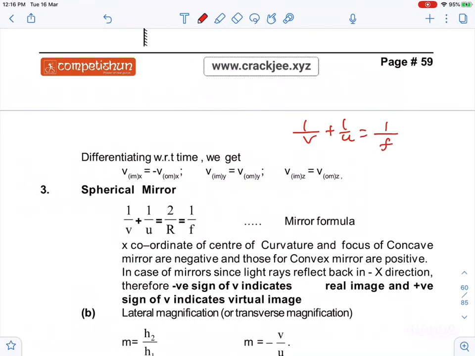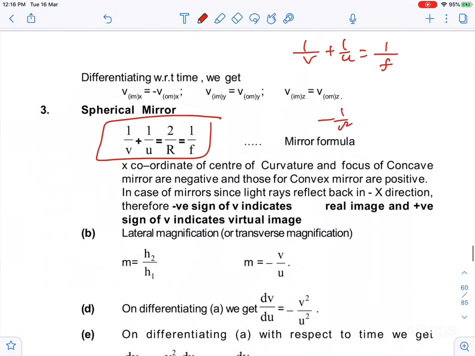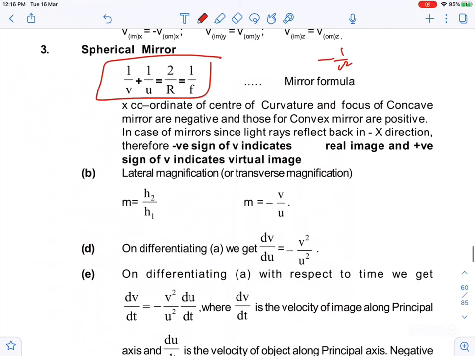Now you know that 1 by v plus 1 by u is equal to 1 by f. f can be written as r by 2. So this formula is the mirror formula. I have taken this in detail. If you differentiate it, minus 1 by v square dv by dt; I'm not going to discuss it because I have discussed this in detail in the first lecture of my NTSE and NSEJS course.